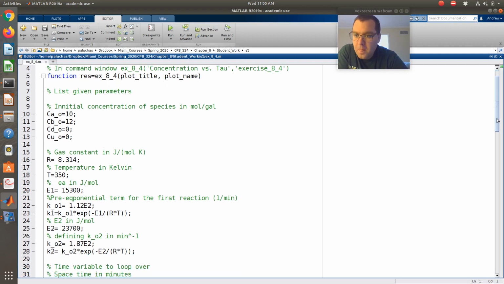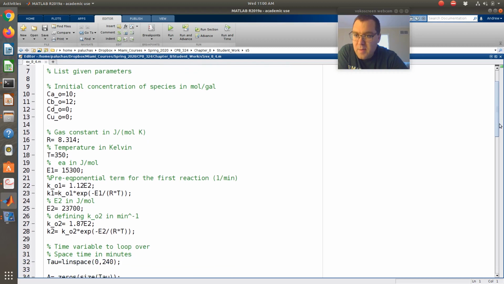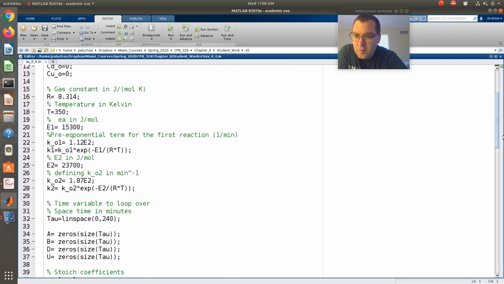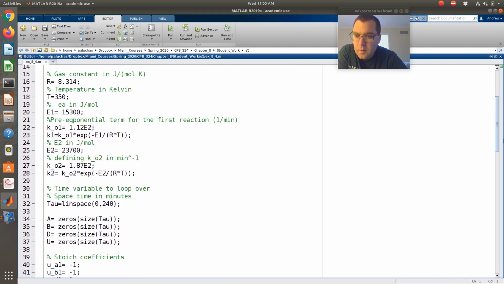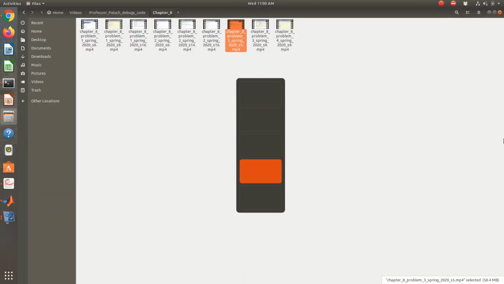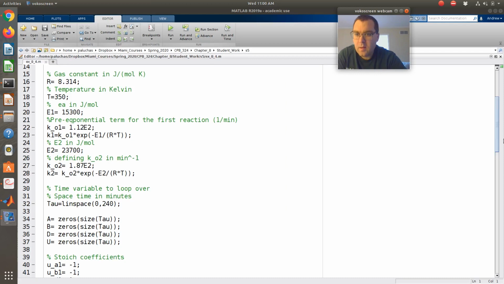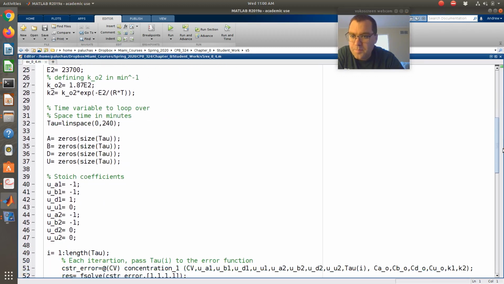Okay. Initial concentration of A, B, D, and U. Good. Gas constant, temperature. Is that the activation energy? Yeah. Okay. Activation energy. So you compute my rate constant. That's good. Activation energy of rate 2. Compute the rate constant. Good.